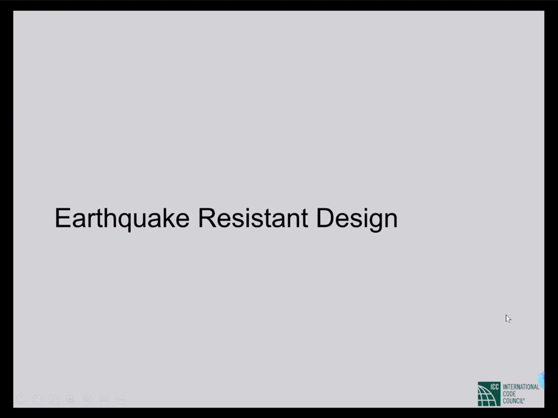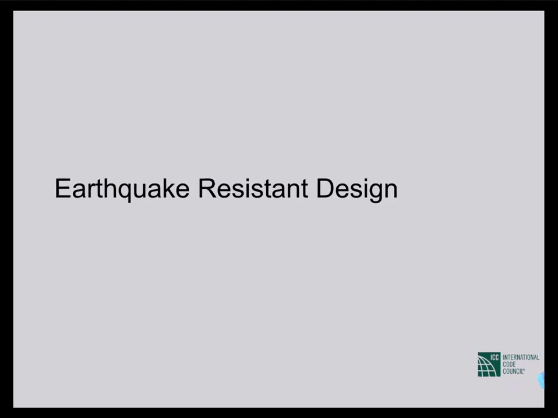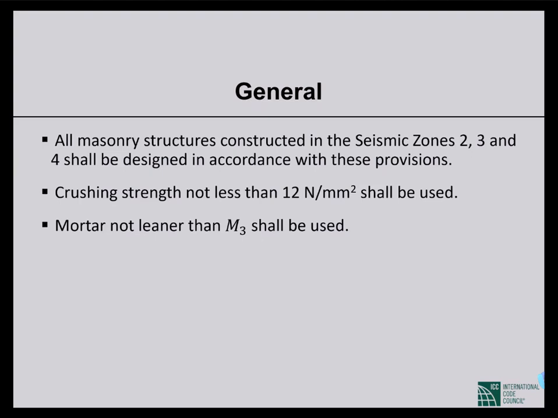Now, a very important part is earthquake resistant design. For different seismic zones, we have different provisions for masonry construction. So those are given in detail in this section of the code. This section is for masonry construction in seismic zones 2, 3, and 4. So for seismic zone 1, you don't have to follow these specific earthquake resistant design provisions.